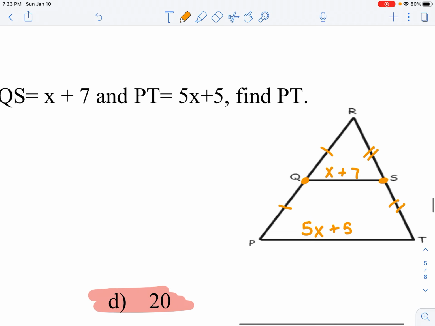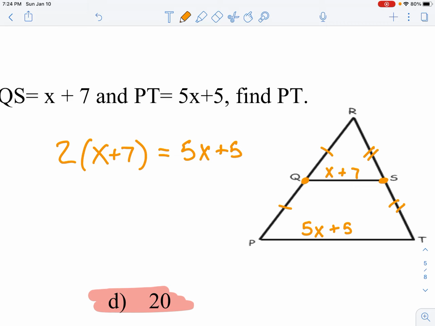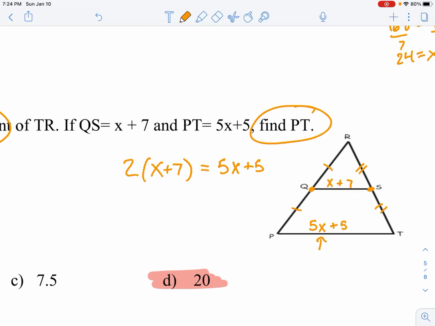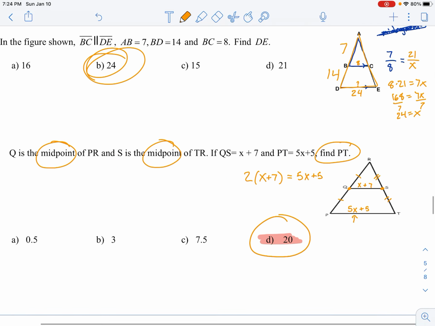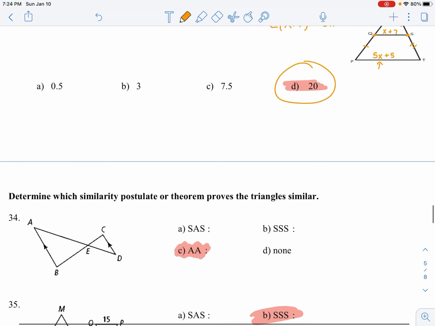So if I'm setting this up, I basically have to say, okay, two QS's are going to make a PT. So x plus 7, if I multiply that by 2, I would have to distribute that. That's going to be equal to 5x plus 5. Solve for x. It's not asking for what x is, though. It's asking for PT. So once you find x, you're going to have to plug it in right there. Looks like I ended up getting 20 for my answer.